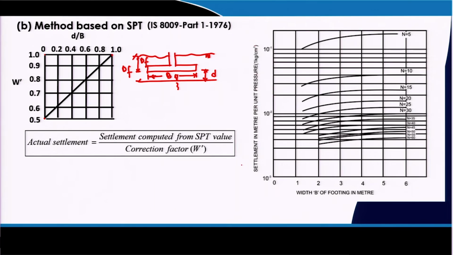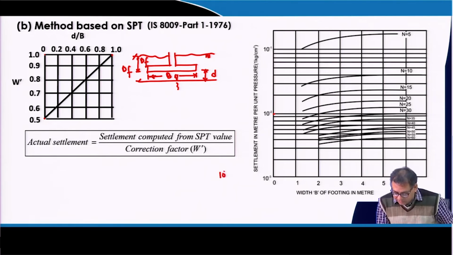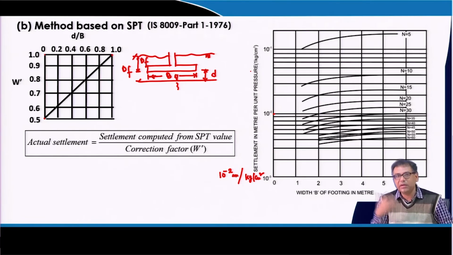That means I will get a settlement of, say, 10 to the power minus 2. My N values are, say, 15, 20, 25, 35, and my settlement value is this one. So the settlement value is 10 to the power minus 2 meter for unit pressure, per kg per centimeter square. That means for per kg per centimeter square, your settlement is 10 to the power minus 2 meter. The settlement is in meter per unit pressure, that means this settlement is for unit pressure. If your pressure increases, the settlement will accordingly increase.